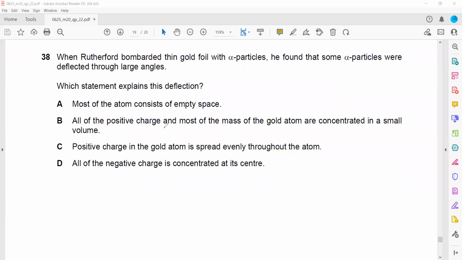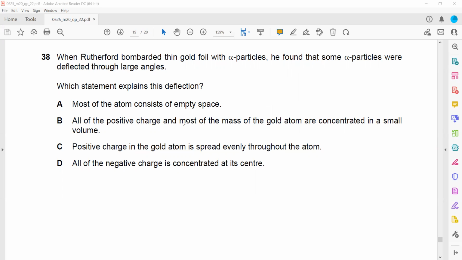So in question 38, Rutherford bombarded a thin gold foil with alpha particles and he found some of the alpha particles were deflected at a large angle. So what is the reason why some of the alpha particles are deflected at a large angle? Most of the atom consists of empty space. If most of the atom is empty space, the alpha particle passes straight. But in the question they're asking why some of the alpha particles are deflected at a large angle. So this is a right statement, but it does not explain the deflection.